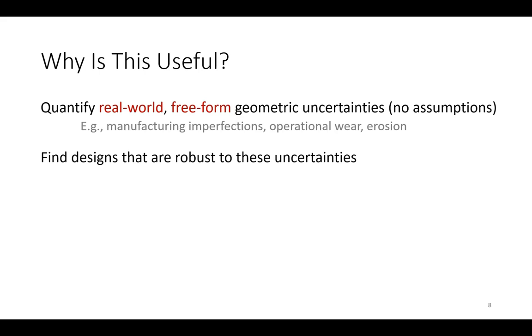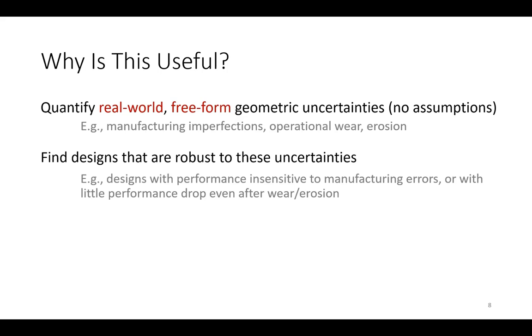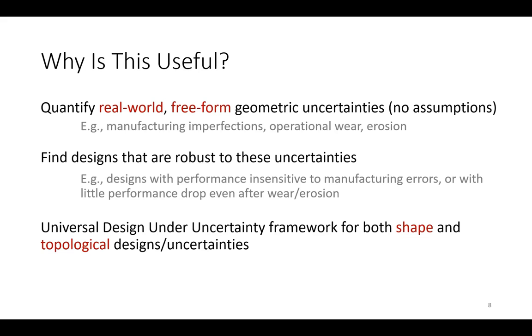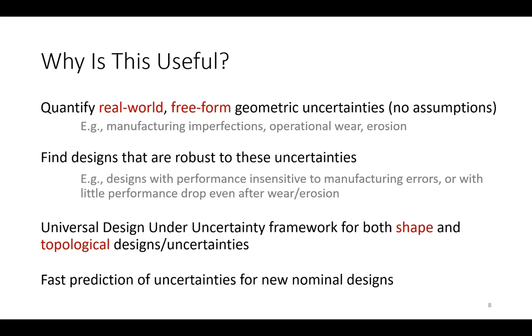We can also use it to find designs that are robust to those uncertainties. For example, we can find designs with performance insensitive to manufacturing errors or with very little performance drop even after wear or erosion. It is also a universal design under uncertainty framework for both shape and topological designs or uncertainties. It also allows fast prediction of uncertainties for new nominal designs.